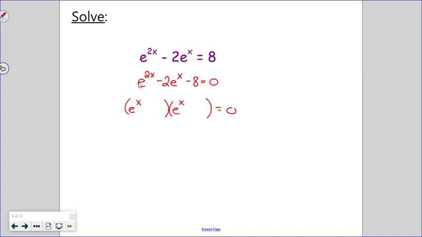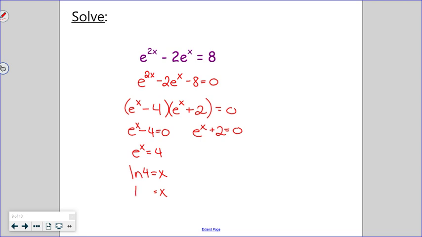All right, so we know that that first term now, as we learned how to factor these, is going to be an e to the x and an e to the x. Factors of -8 that add up to -2 would be a -4 and a +2. Set each of those equal to 0 to solve. Once I get that e to the x by itself, I flip to logarithmic, so natural log of 4 equals x, and that's got to be 1 point something again, 1.4.